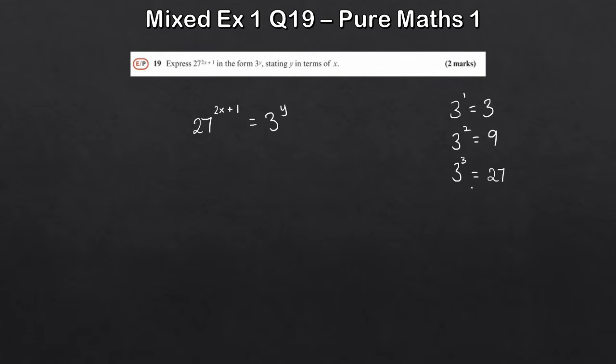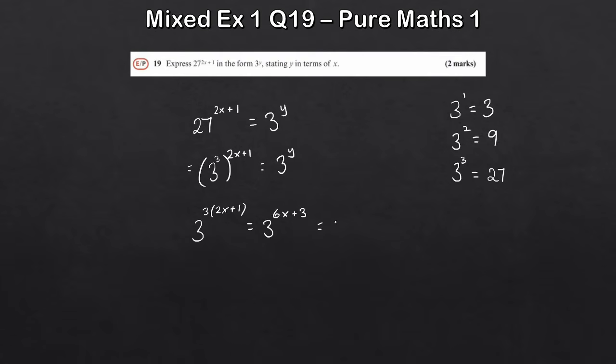So what we're going to look to do now is rewrite my 27 as 3 cubed, and the power's still the same because we've not done anything yet, so that's to the 2x plus 1. And this is equal to 3 to the y, okay? Now, use your rule of indices: when you've got a power raised to another power, you multiply through. So what we've got here is 3 to the power of 3 lots of 2x plus 1, which is the same as 3 to the power of 6x plus 3.